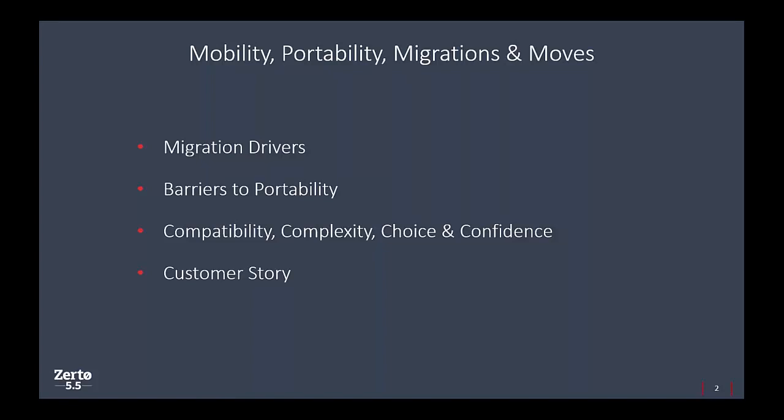Okay, we're going to cover a few specific areas today. We're going to look at some of the drivers behind migrations. We'll focus on 3 areas in particular. And we'll look at some of the barriers to portability as well. We're going to include all of those under the 4 C's that you can see there: compatibility, complexity, choice, and confidence. And then in closing, we're also going to cover a customer story. We'll give you a real live example of one of our customers that has done a very large project that really centers around a lot of the points that we're going to discuss today.